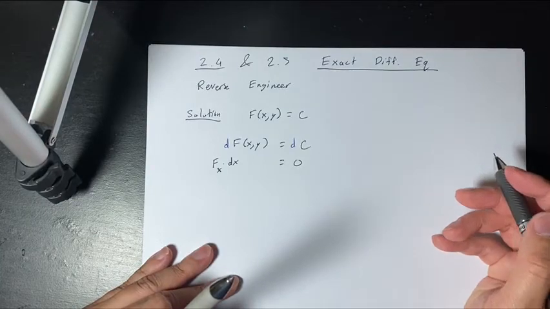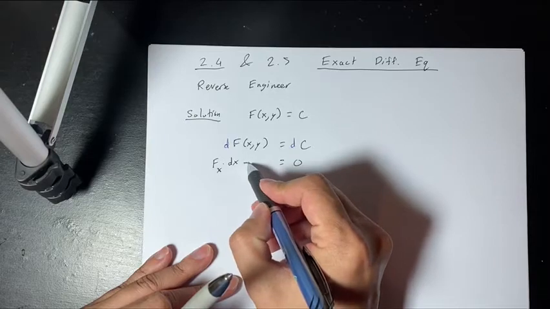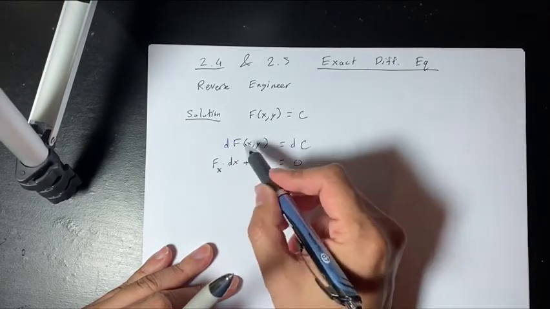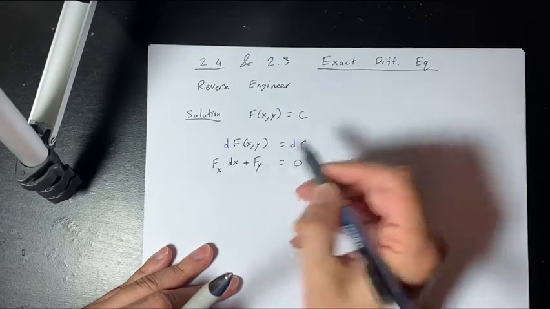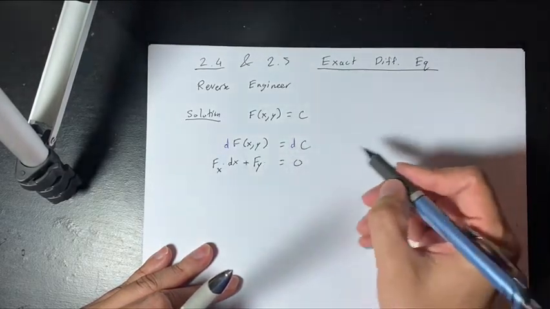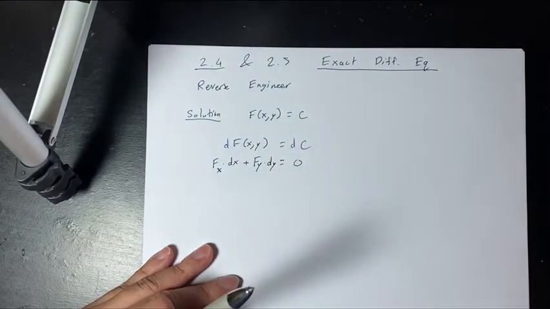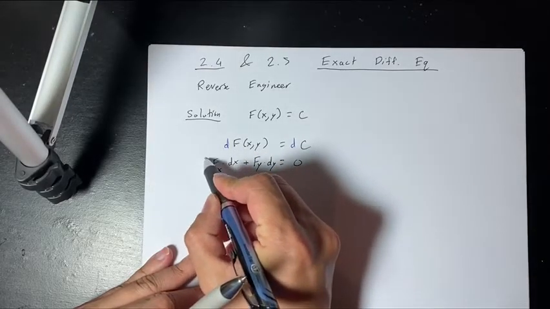And since this is a function in two variables, there's a partial derivative. So now you have to take the derivative of f with respect to y, and then by chain rule you have to multiply by the differential of y. This is something you've learned in multivariable, and this is what you'll get as a differential equation.